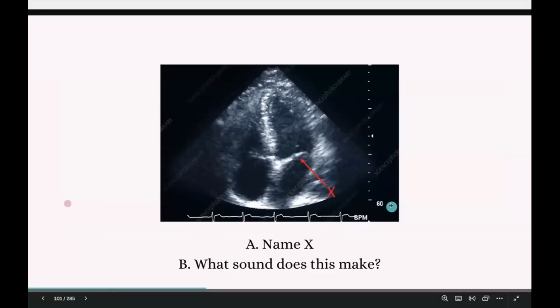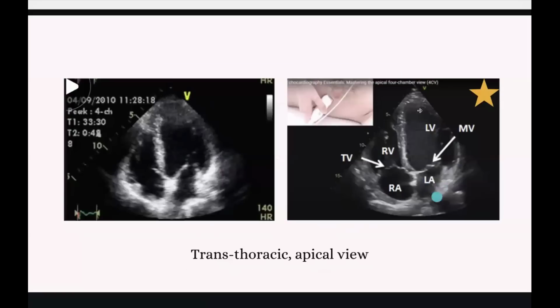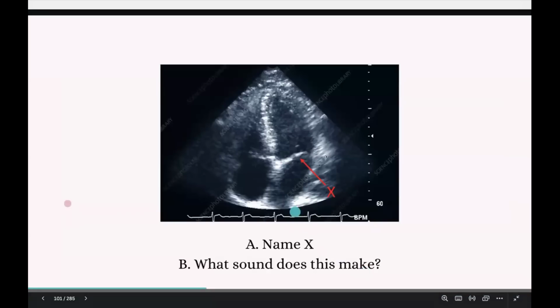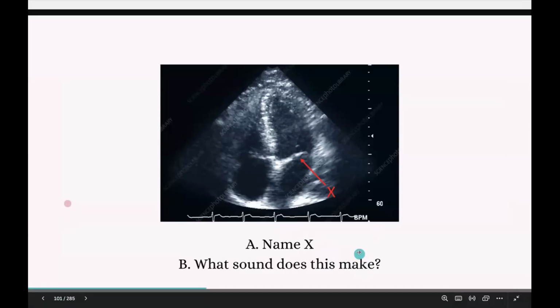Okay, now I'll test you. What is X? We said that these are the atria and these are the ventricles. This is the left side, and this is the right side. On the left side you have the mitral valve. So X is between the left ventricle and left atrium, so it's the mitral valve. What sound does this make? It's the first heart sound, which is LUB, or S1.